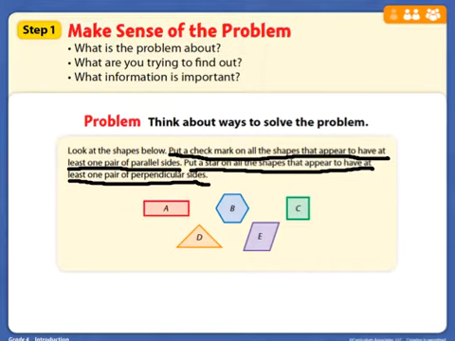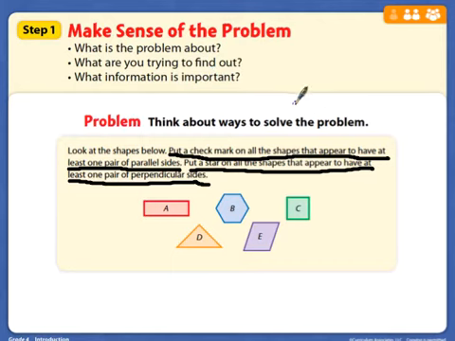Look at the shapes below. Put a check mark on all the shapes that appear to have at least one pair of parallel sides, and put a star on all the shapes that appear to have at least one pair of perpendicular sides. All right, I'm going to circle the important words in our question, the words that I have to know in order to answer this question.